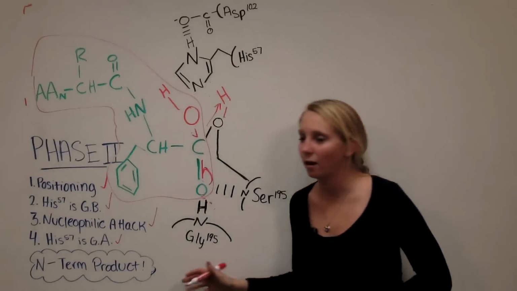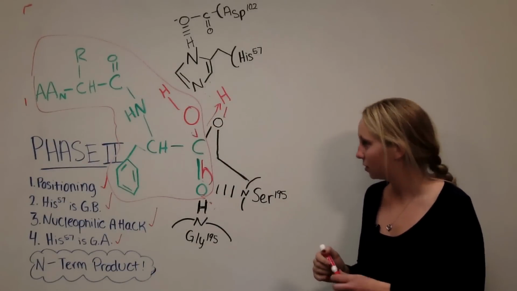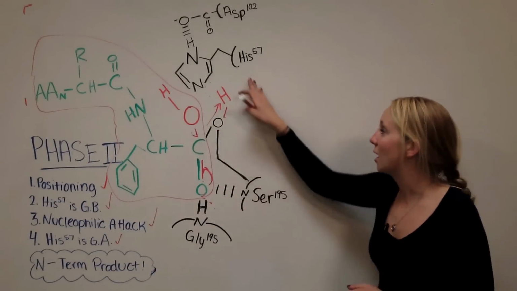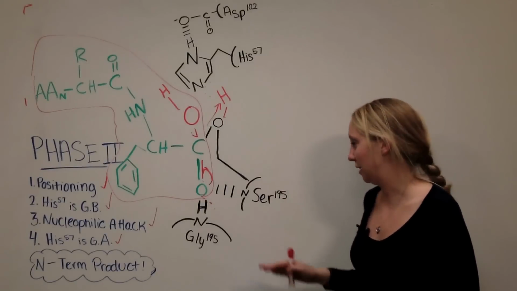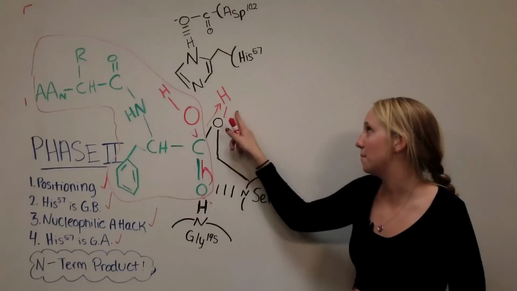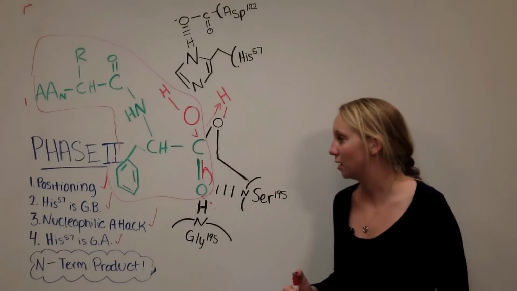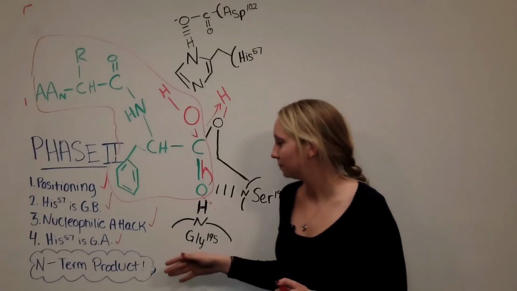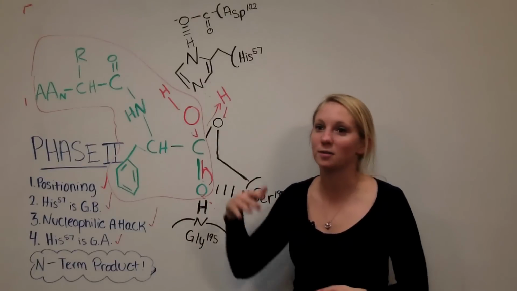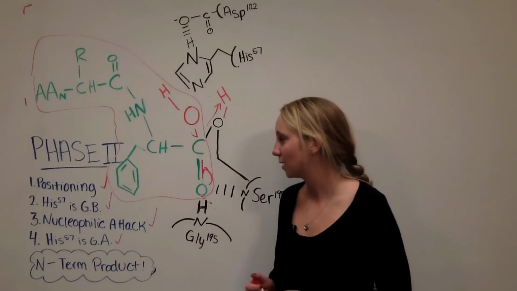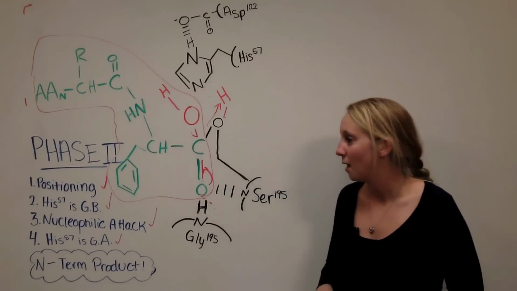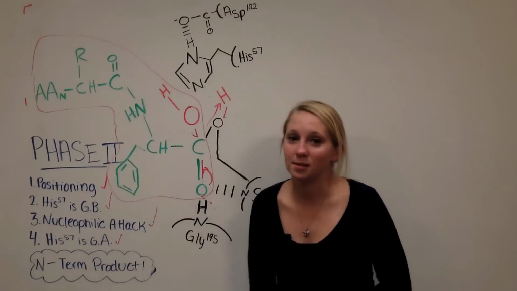And that's at the end of phase 2. So now, as you can see, our enzyme has been conveniently regenerated with serine gaining its original proton back, and histidine, of course, having no proton. And then that means that we can go and do this whole process all over again. So just to review, in each phase, we first had a positioning step.